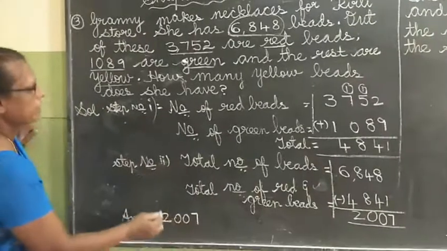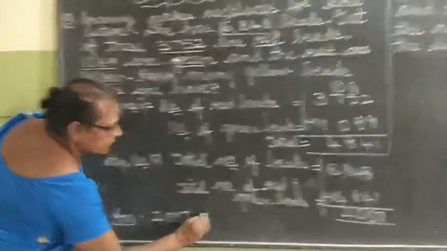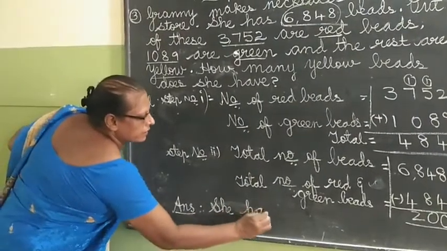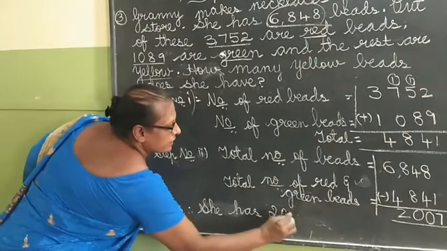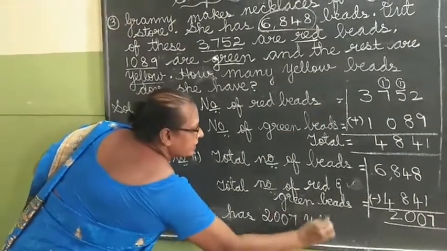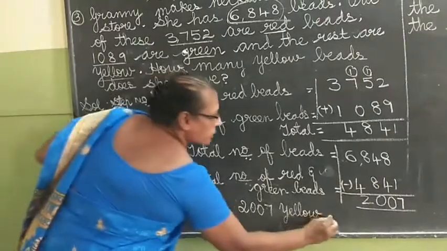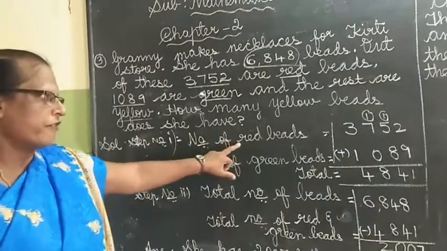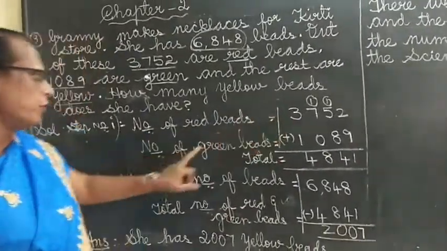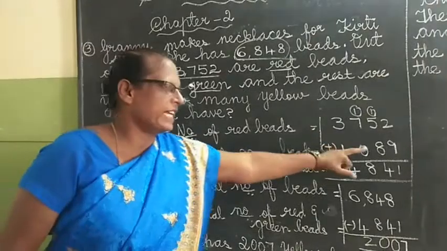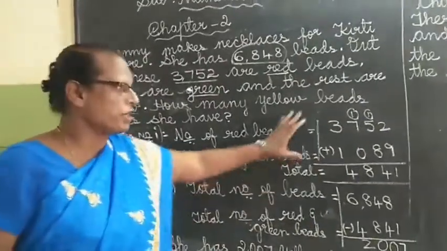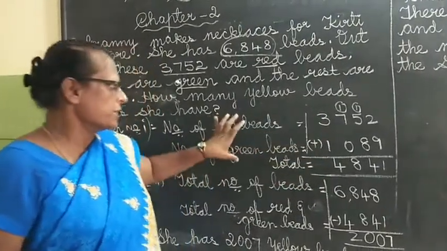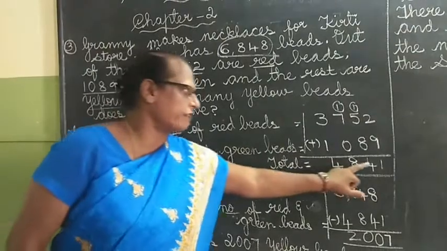She has 2007 yellow beads. Understood, children? Once again I will explain to you, children. See, number of red beads 3752, number of green beads 1089. These both beads, what you have to do, children? You have to add. From addition, what you get is that the total of both the beads is 4841.